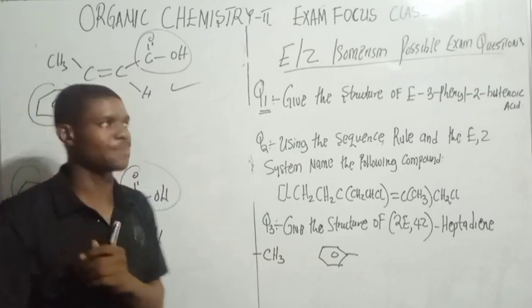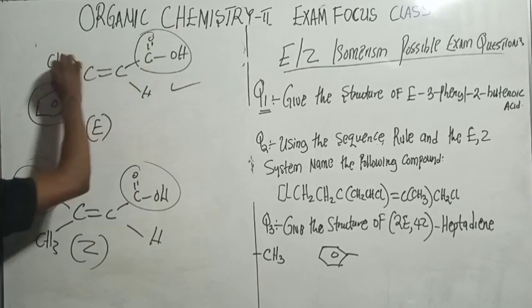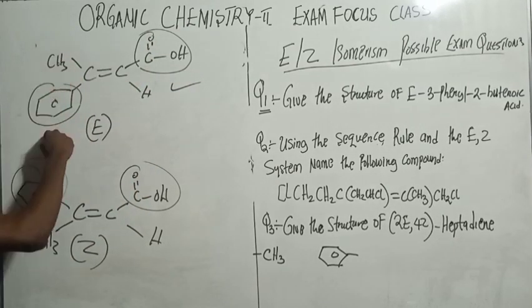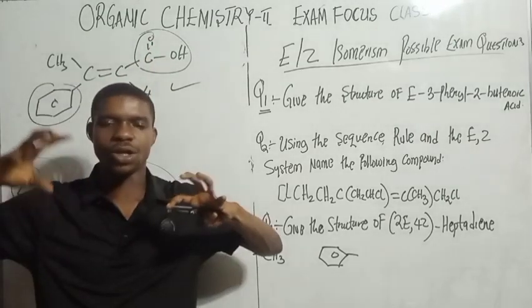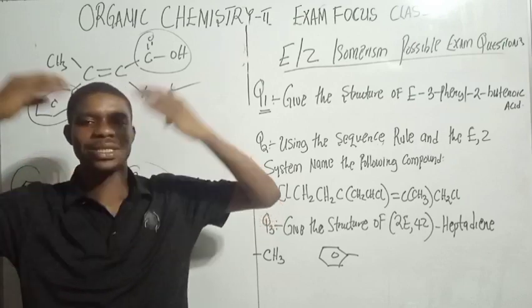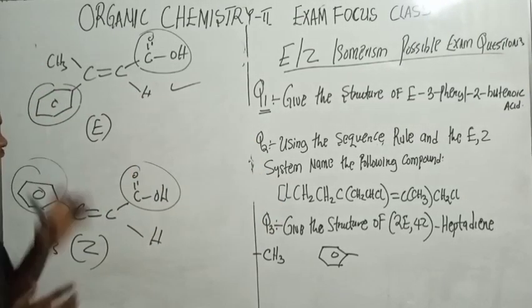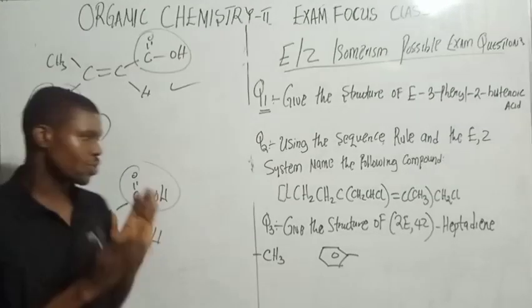But before we place those groups here, we must first check which one has higher priority. This one attracts hydrogen, that's why you circle it out. This one attracts methyl, that's why you circle it out. So these two, the higher priorities on the different carbon atoms that carry the double bond, if they are on the opposite side, it is E, and if they are on the same side, it is Z. Do you understand? So that is it.